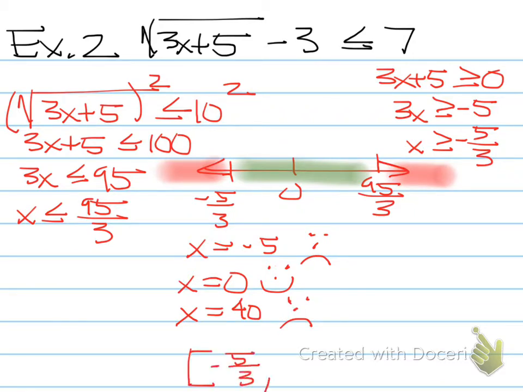So our interval for the solution is going to go from negative 5 thirds, including the negative 5 thirds, since there's a bar under the inequality, all the way to 95 over 3, including the 95 over 3, since there's a bar under that inequality also.